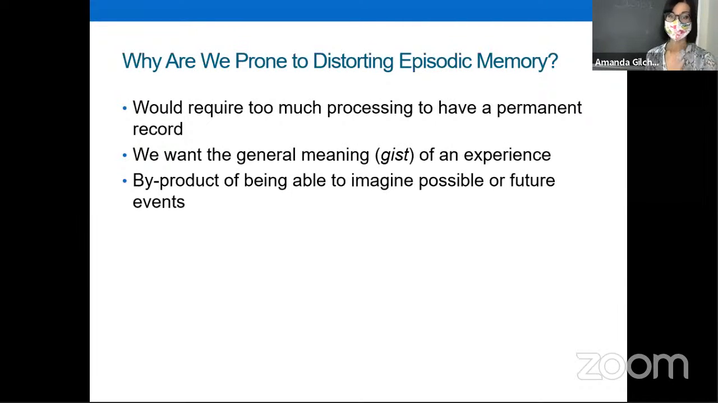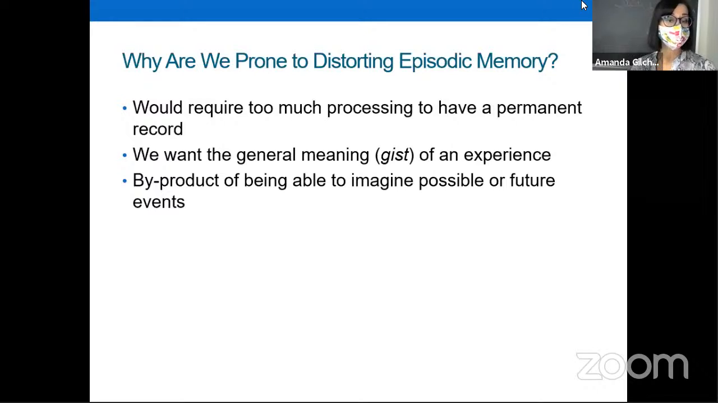Additionally, this is kind of a byproduct of our ability to have a very, very rich fantasy life. This is especially true for kids. One of the things that we find with kids is you can ask them to imagine something. I think this was a study by Ceci and colleagues.